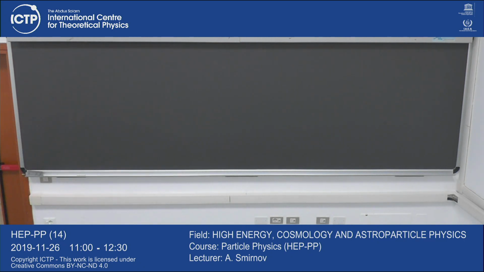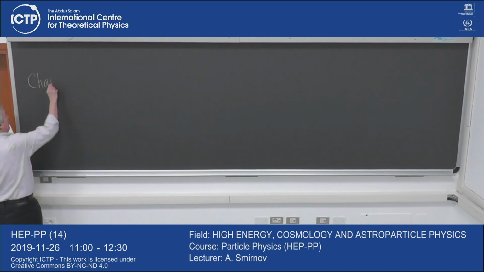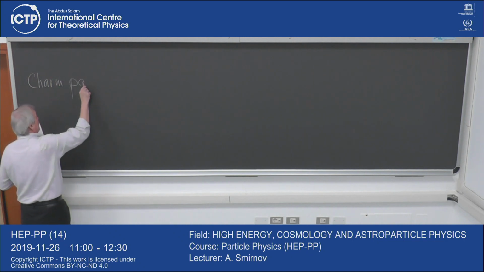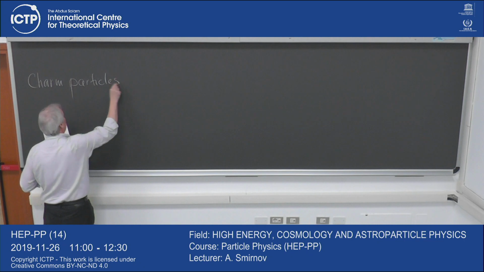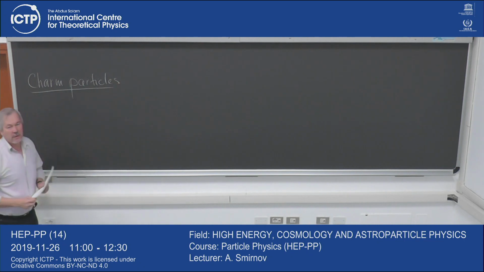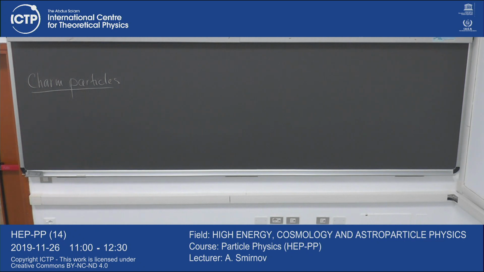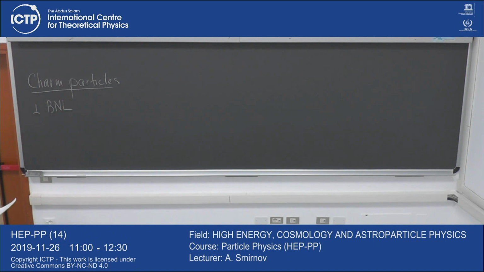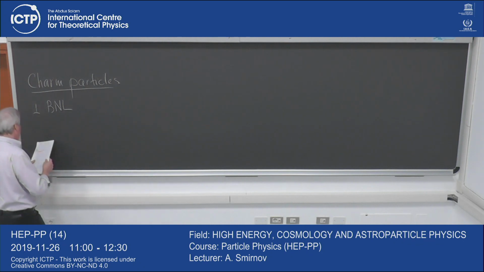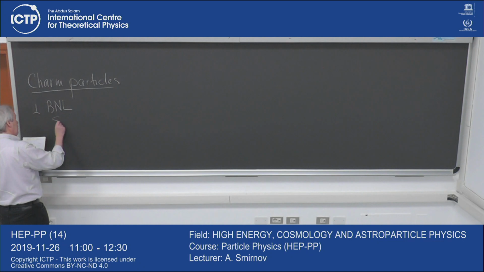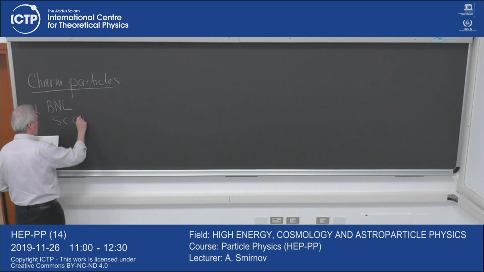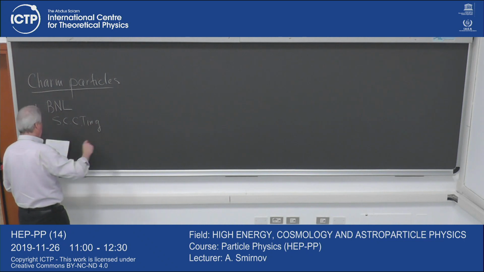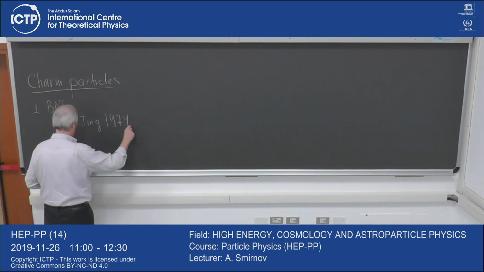Discovery of charm particles actually employs both methods. There were two experiments in which charm particles were discovered, and one was at Brookhaven. The head of this experiment was Ting, and that was in 1974.